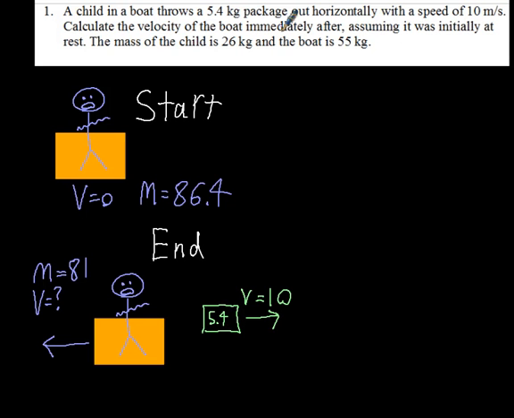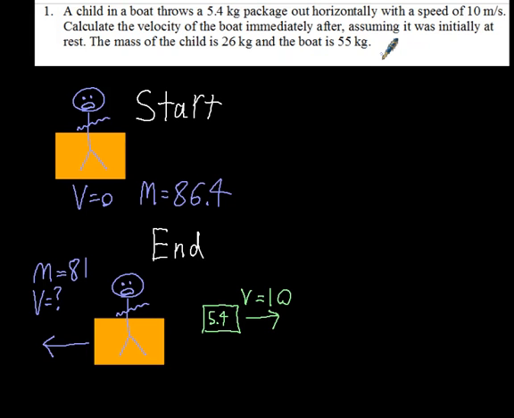A child in a boat throws a 5.4 kilogram package out horizontally with a speed of 10 meters per second. Calculate the velocity of the boat immediately after, assuming it was initially at rest. The mass of the child is 26 kilograms and the boat is 55 kilograms.